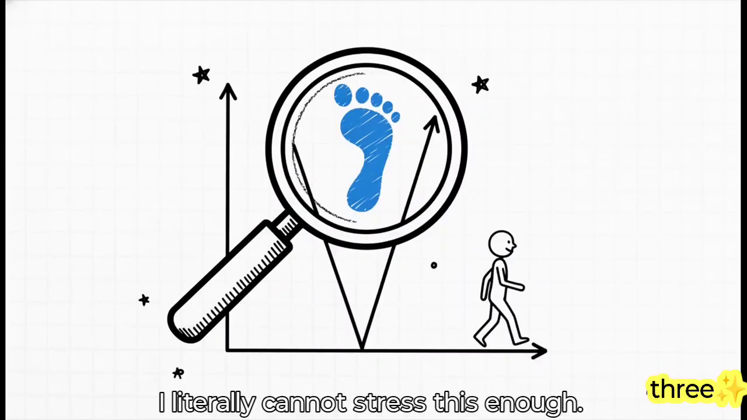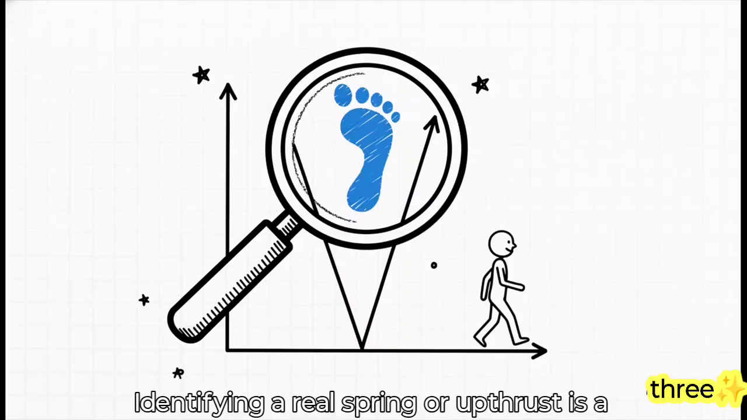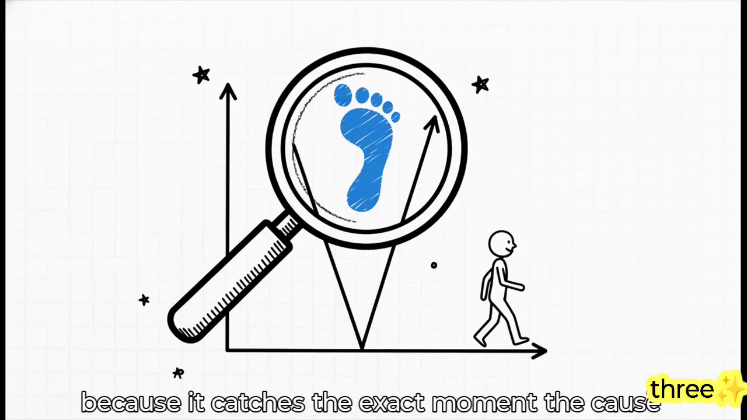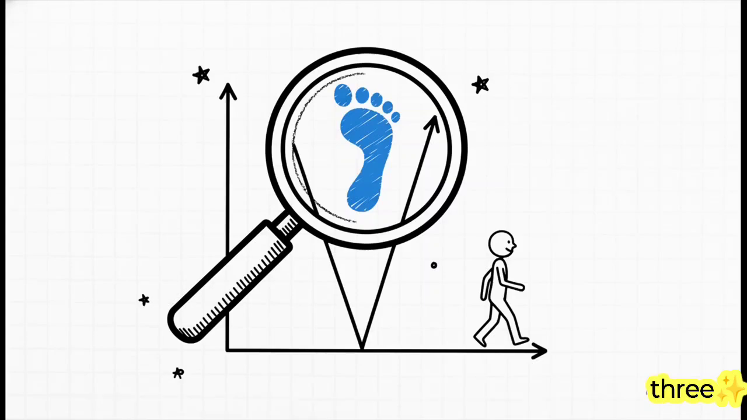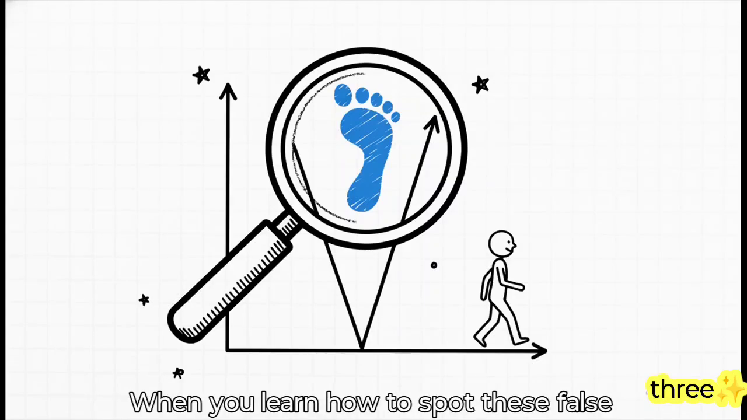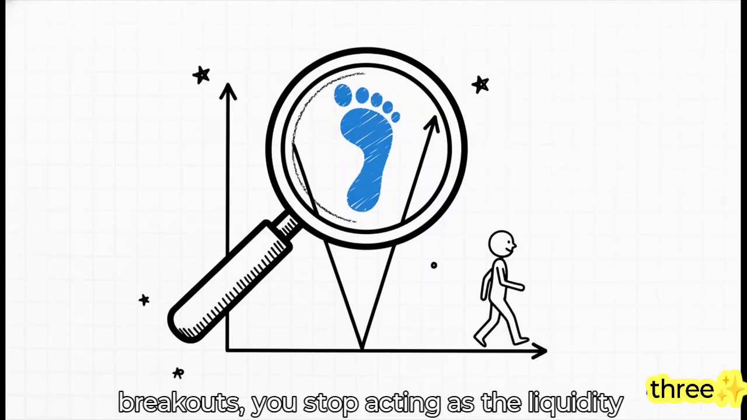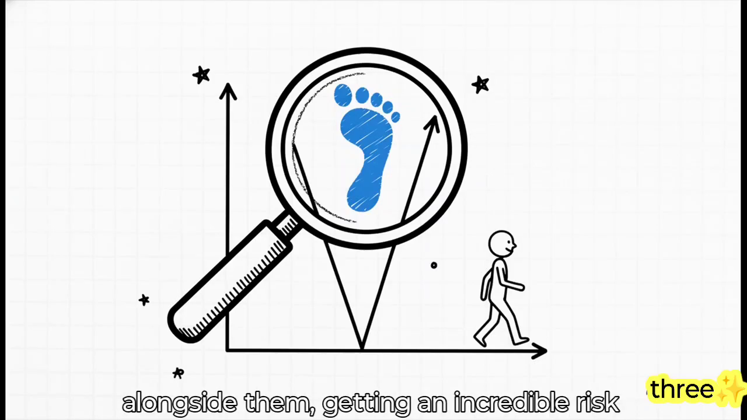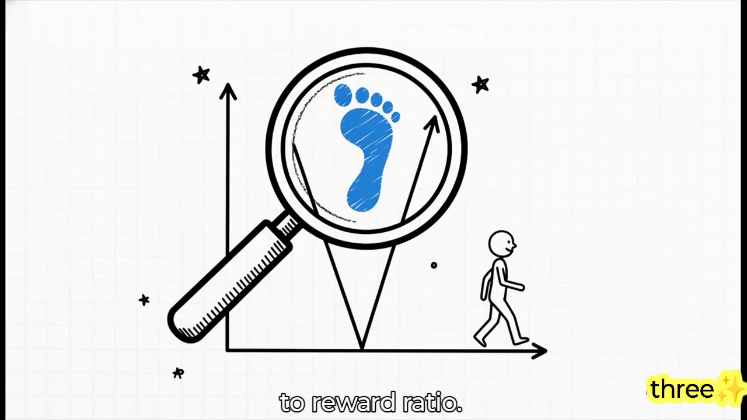I literally cannot stress this enough. Identifying a real spring or upthrust is a total game changer for your profitability because it catches the exact moment the cause transitions into the effect. When you learn how to spot these false breakouts, you stop acting as the liquidity for the institutions, and you actually start entering trades right alongside them, getting an incredible risk-to-reward ratio.